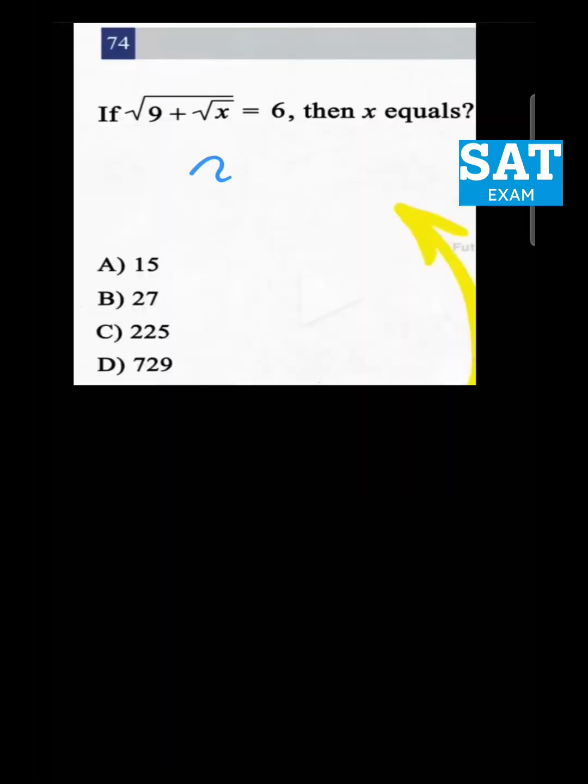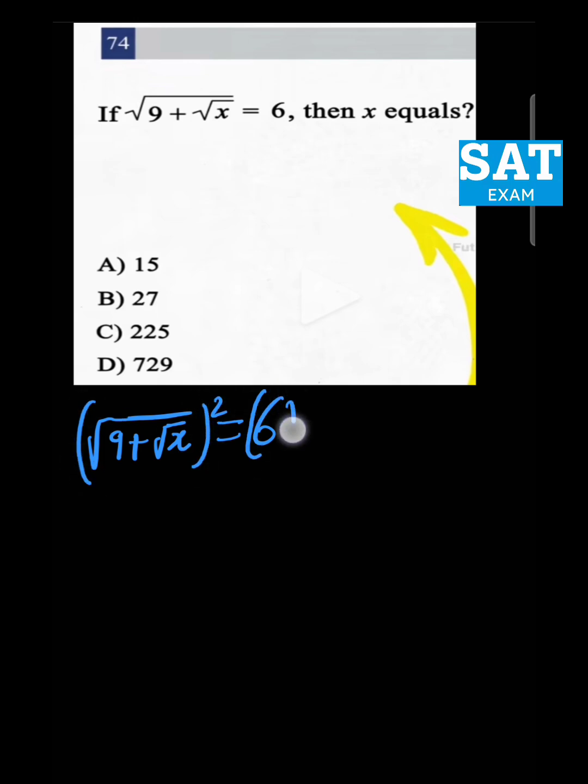If the square root of 9 plus the square root of x is equal to 6, then x is equal to what? So we're going to solve for the value of x from this radical equation. We're given the square root of 9 plus the square root of x is equal to 6. To solve for the value of x, the first thing we need to do is to remove this big square root by squaring both sides of the equation. So we also square the right hand side so that this square is going to eliminate the square root.